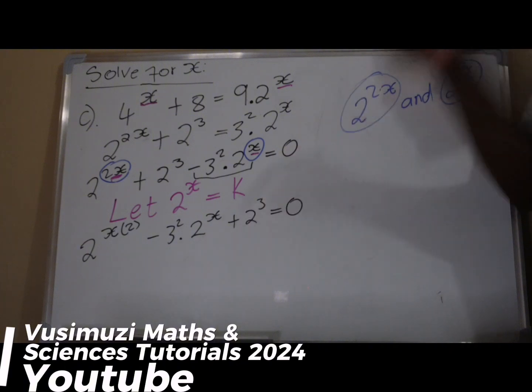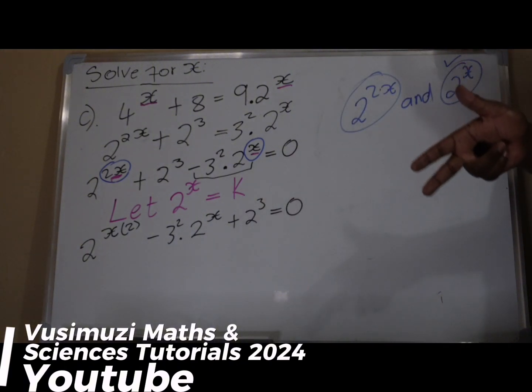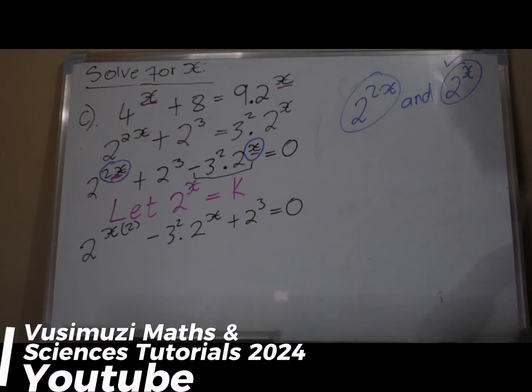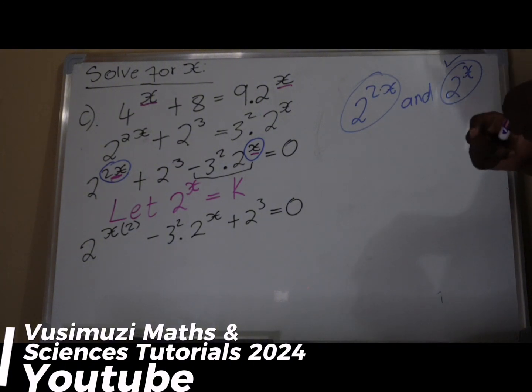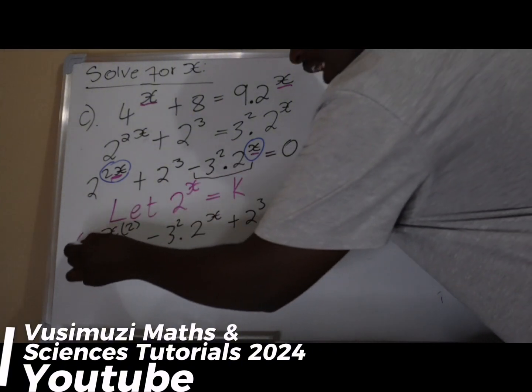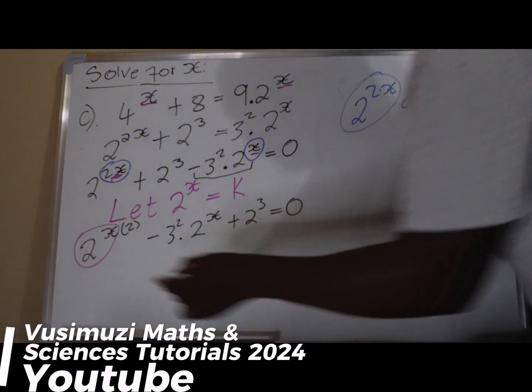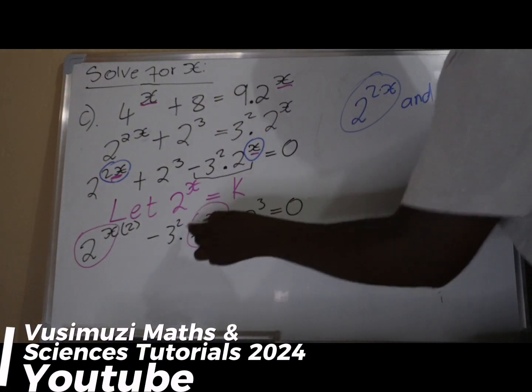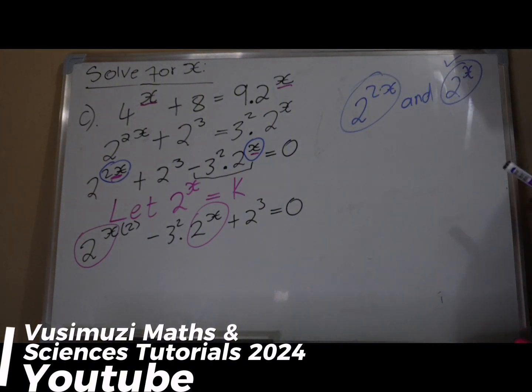I want my leg term to be my middle term. I'm writing it in a good order so that you can understand. Now, where I see 2 to power x, I put in k. Here's my 2 to power x. Here's my 2 to power x. I put in k where I see it.